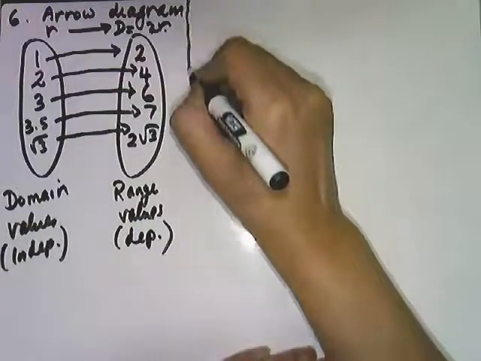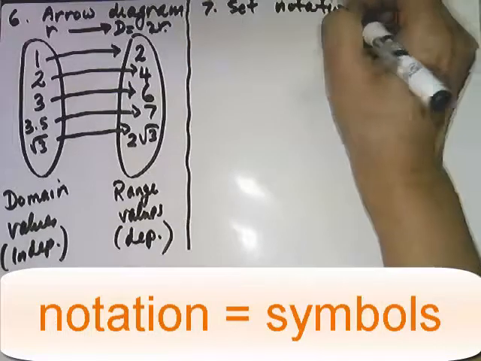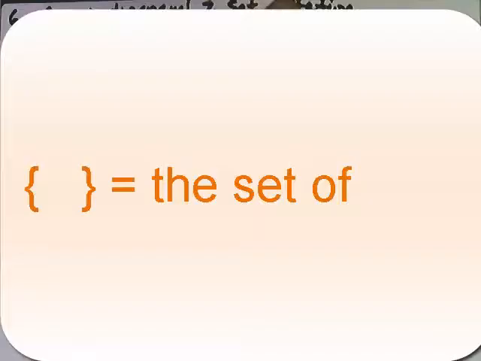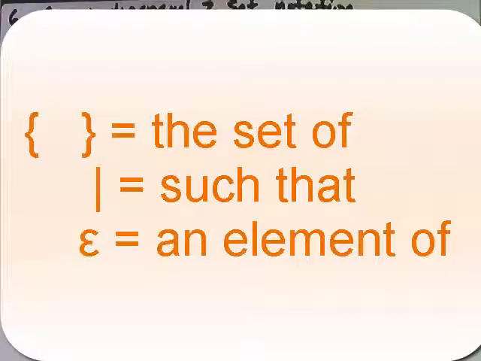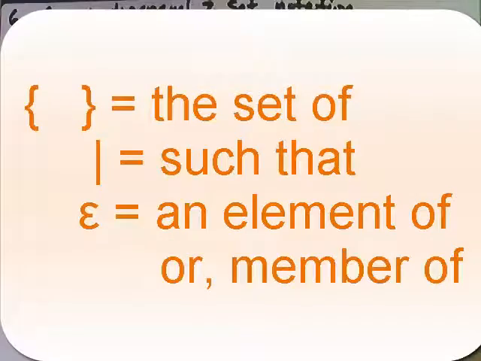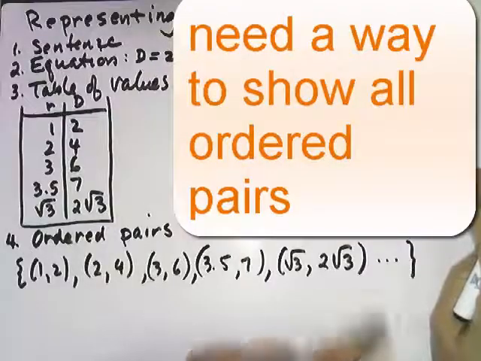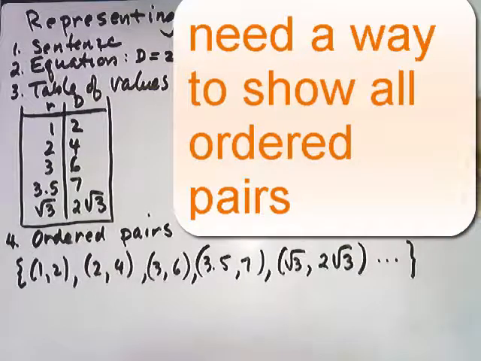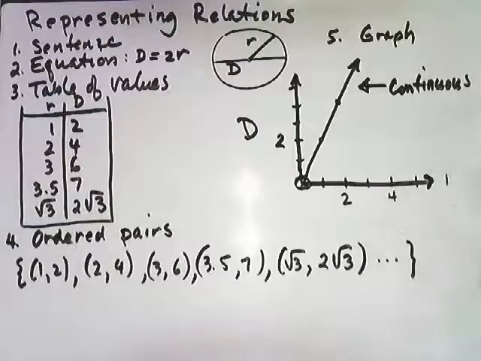So the 7th and final way, we are going to use set notation. Notation means symbols. The curly brackets represent the set of. A vertical bar like this means such that. A backwards E like this means element or member of something, or we can also say that it belongs to. I could not list all possible values here, nor could I list them all in a table. I got closer by graphing it, where I could draw a line to indicate all the many values that the diameter and the radius could have.